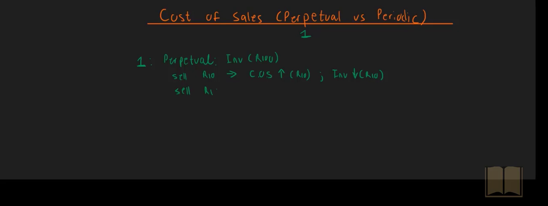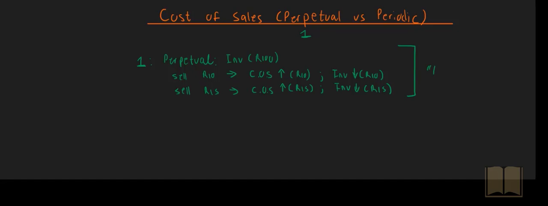Now your second sale happens and you sell goods with 15 Rand. This means that your cost of sales will increase by 15 Rand. So your total cost of sales is now 25 Rand. Your inventory will further decrease by 15 Rand. So it's decreased in total by 25 Rand, meaning that your balance right now is 75 Rand in the statement of financial position.